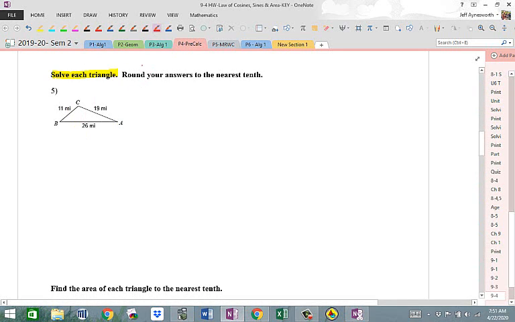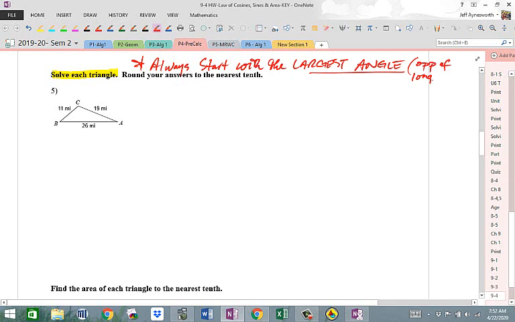Always start with the largest angle, and the largest angle is opposite the longest side. Just writing this down: always start with the largest angle, opposite the longest side. That happens to be angle C, so I'm going to start off with angle C.